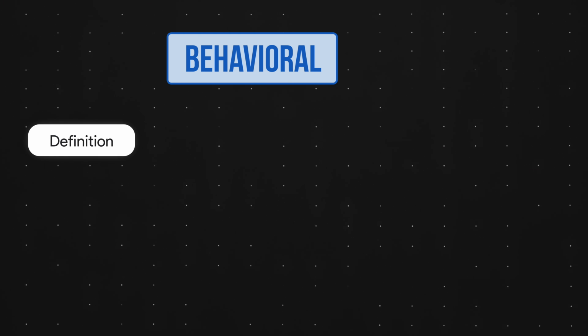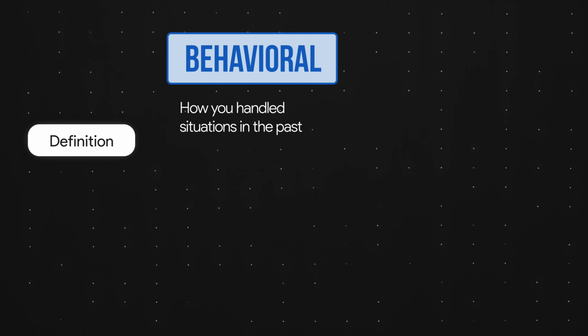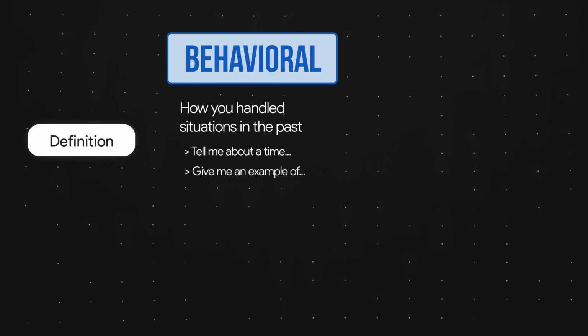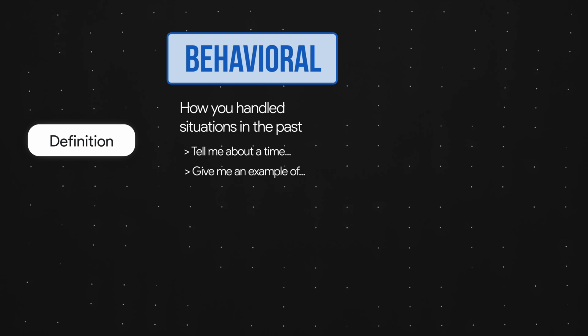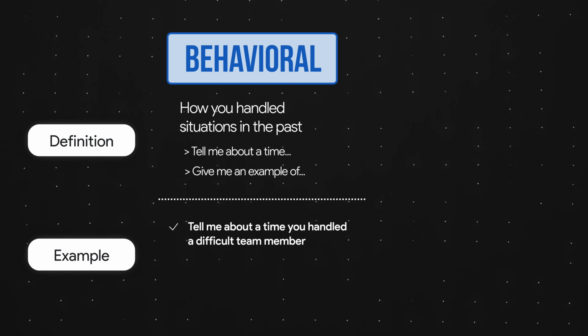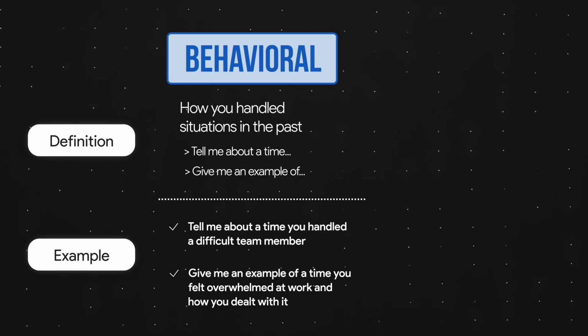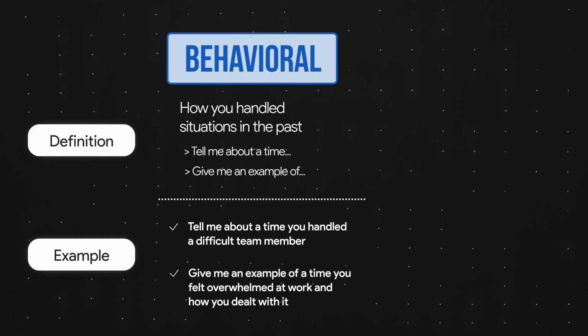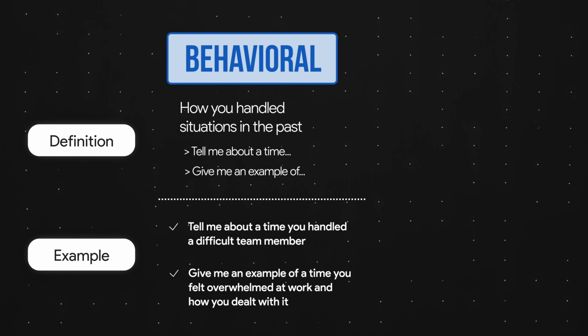Behavioral questions are all about how you handled specific situations in the past, and these questions usually start with, tell me about a time when something happened. For example, tell me about a time when you handled a difficult team member, or give me an example of a time you felt overwhelmed at work and how you dealt with it.